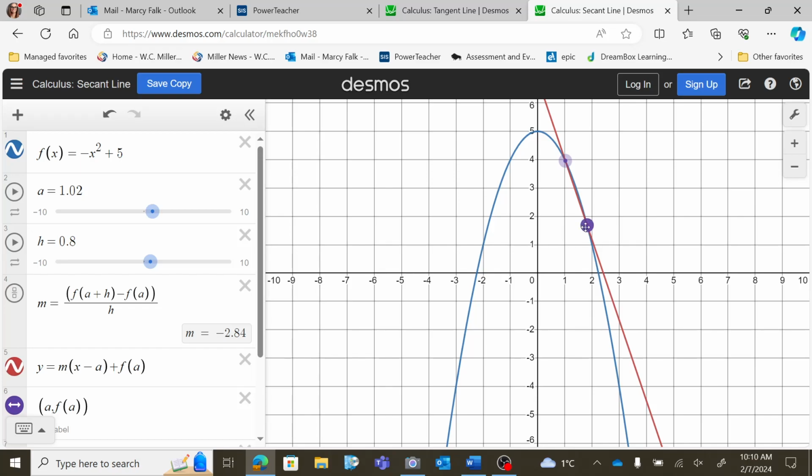Okay? So our goal is to decrease this distance so that eventually it becomes a tangent line. Okay? So we're going to use limits, and we're going to say, oh, now I lost my point.